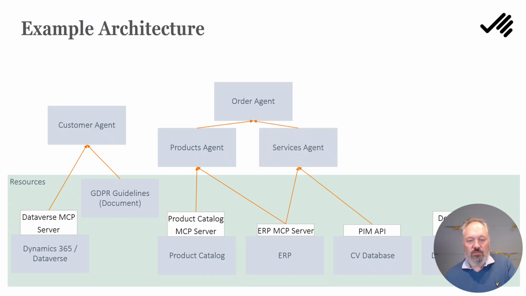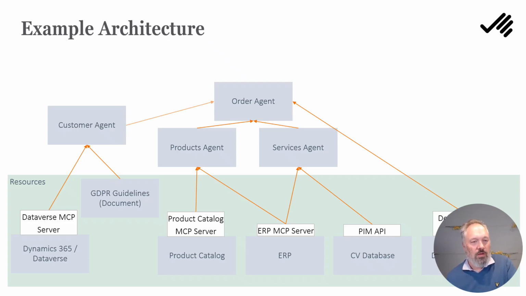The services agent will then go to the CV database and also the ERP system to be able to put together: these are the recommended people or services that I recommend to offer together with the rest of what we are putting together here. And then there might be, for instance, a delivery database or logistics database where we can control all different types of logistics. And the order agent communicates directly to that via an MCP.